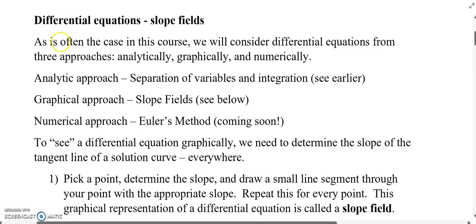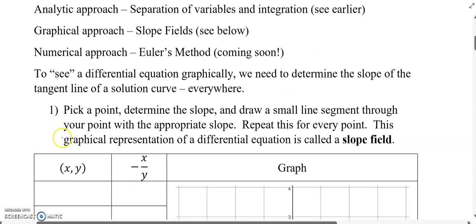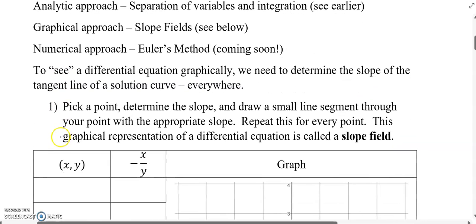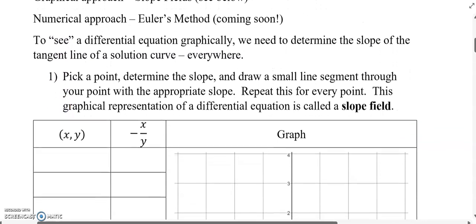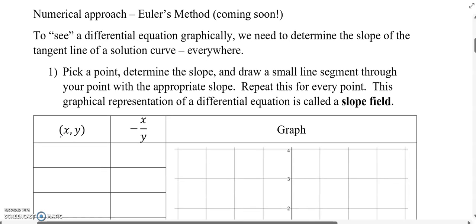What we're going to try to do is turn our differential equation into some sort of graph. It's called a slope field, and the way that works is we're going to determine the slope of each solution curve at every single point. So how does that work in practice? Well, we can't literally find every single slope, but we can find many slopes and find a pattern.